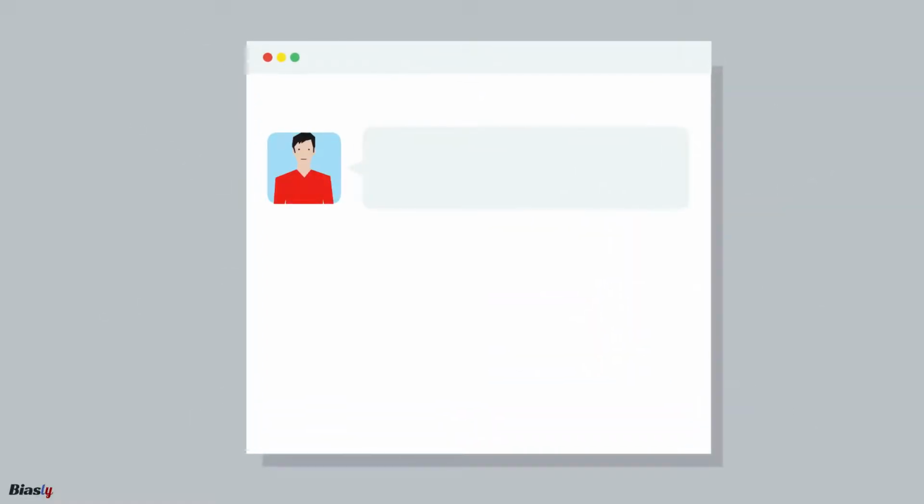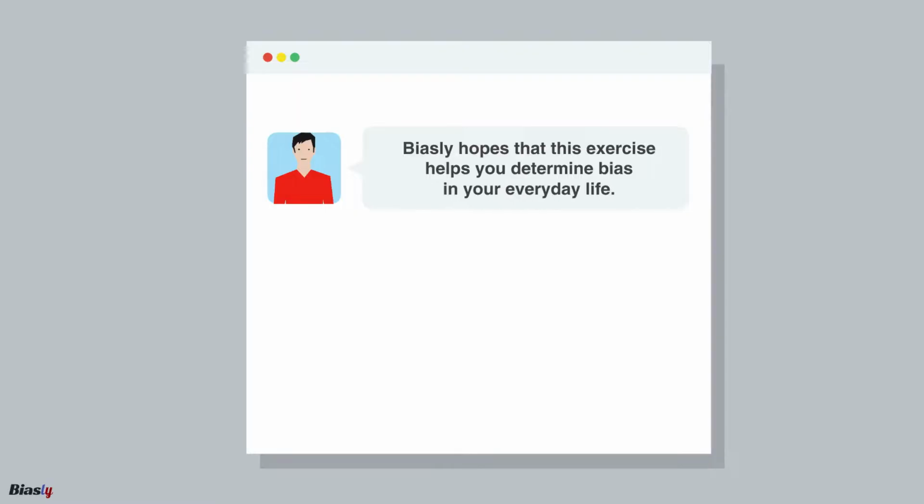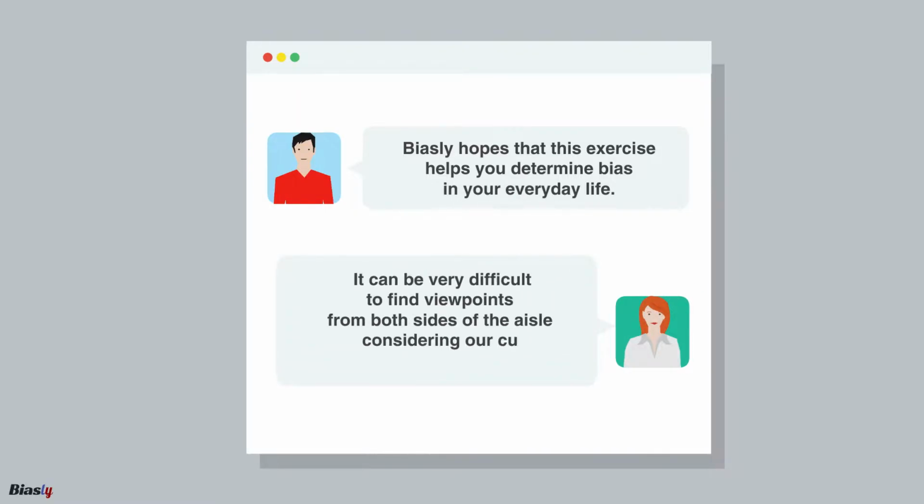We hope that this exercise proves useful in helping you determine bias in your everyday life. It can be very difficult to find viewpoints from both sides of the aisle, considering our current media environment.